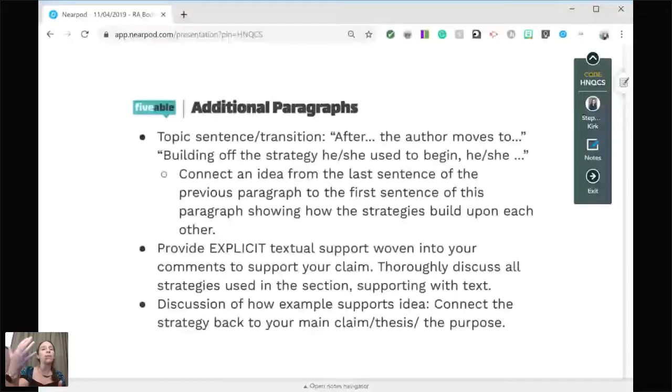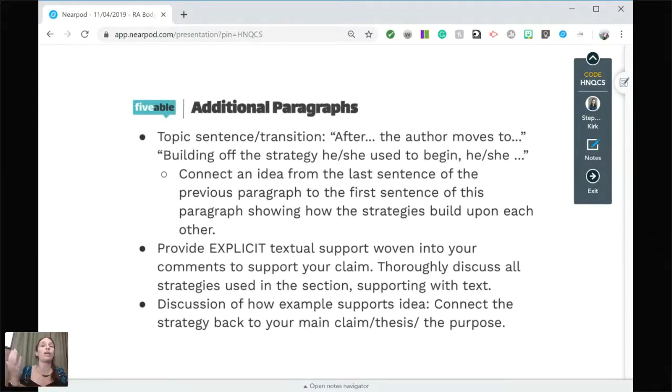So another frame for a topic sentence might be, after whatever just happened, the author moves to whatever. Or, building off the starting strategy, he or she, and then connect your previous one to this right here to show that transition of ideas. You're not just making this up. You're not just jumping to 10 sentences later. You want to show that there's a connection from this strategy to this strategy, and you have to write that in your paragraph, okay?